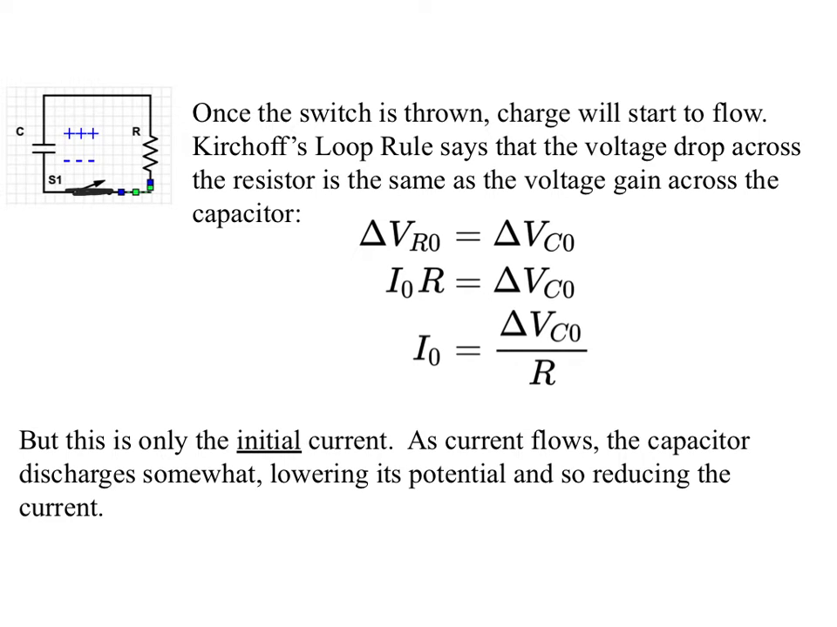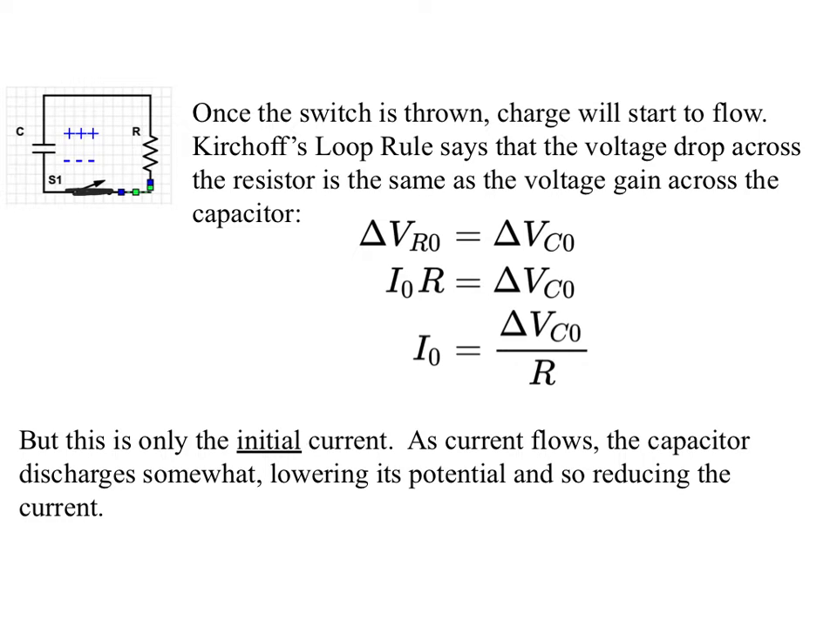The loop rule says that the voltage drop across the resistor has to be the same as the voltage gain across the capacitor. So delta VR0 has to be delta VC0, but the voltage drop across the resistor is its current times the resistance, and we can then solve over and say the initial current is the initial voltage over the resistor. But that's only the initial current.